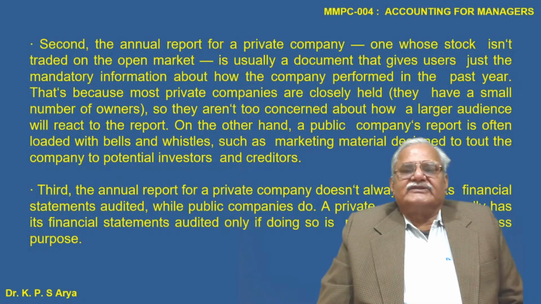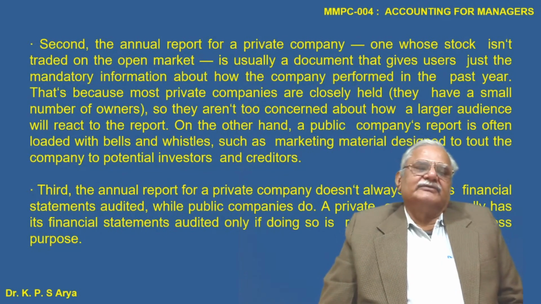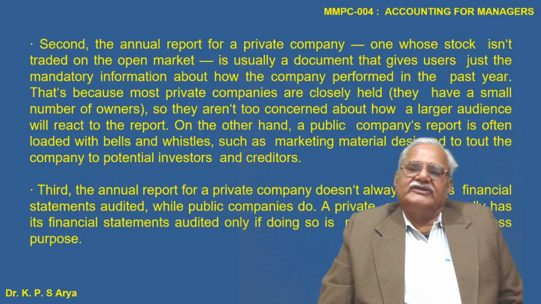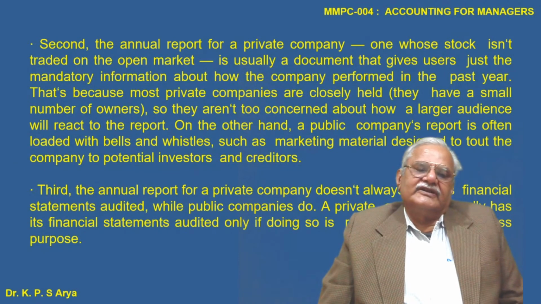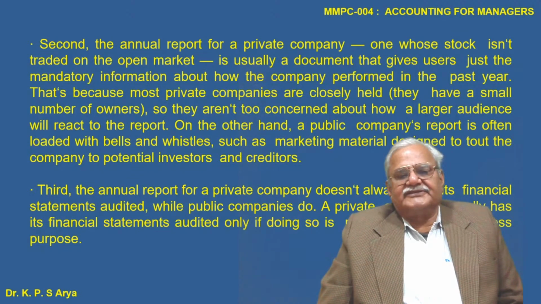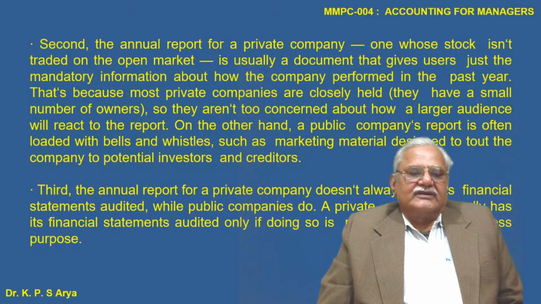Second, the annual report of a private company, one whose stock isn't traded on the open market, is usually a document that gives users just the mandatory information about how the company performed in the past year. That's because most private companies are closely held. They have a small number of owners, so they are not too concerned about how a larger audience will react to the report. On the other hand, a public company report is often loaded with bells and whistles, such as marketing material designed to tout the company to potential investors and creditors.